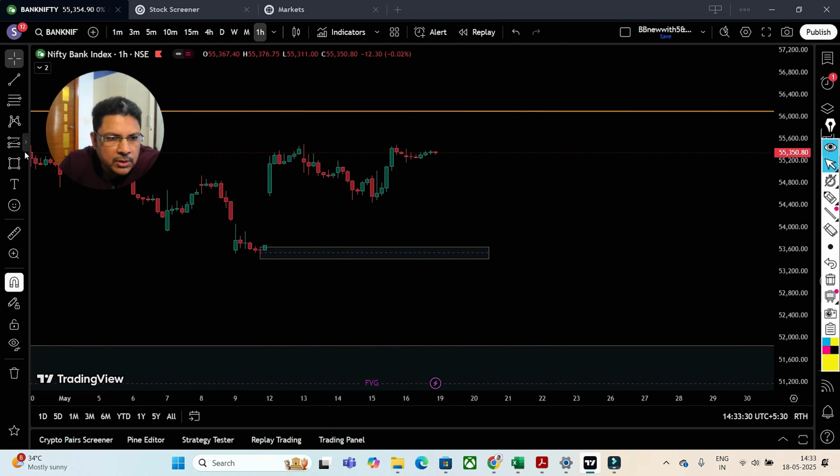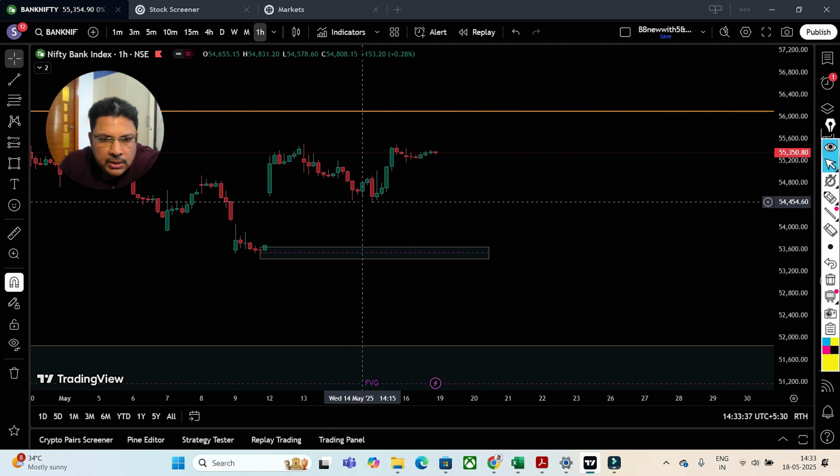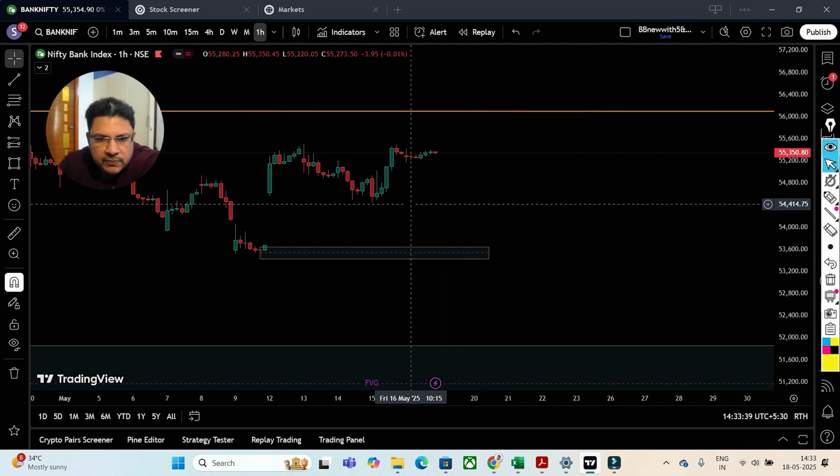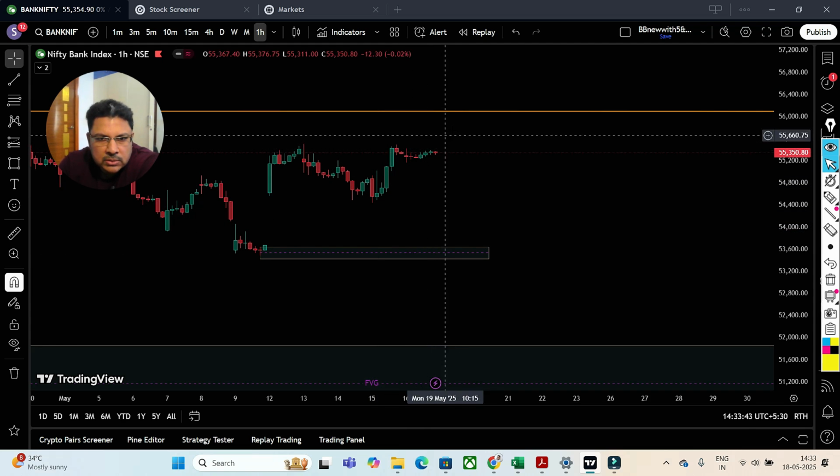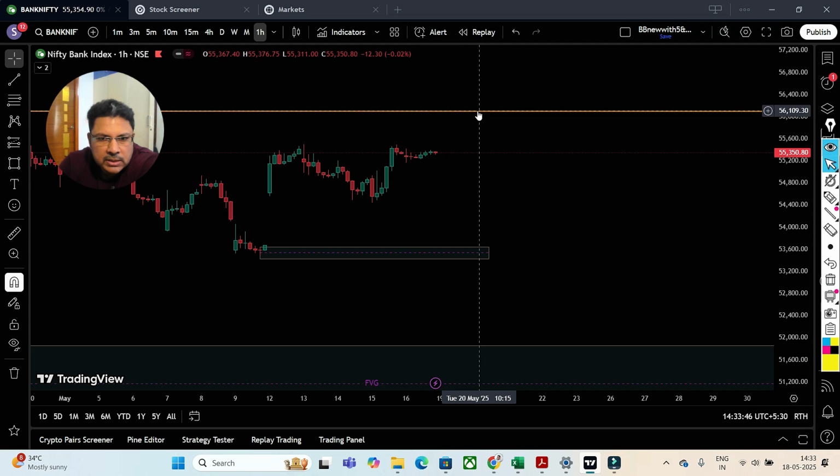So what we need to look out for is this high and this low breakout on Monday, and then decide which way to trade. If it breaks down this level, then there is a support at this level. If it breaks up this level, then there is the all-time high which is at this level. This is a resistance. So we have to watch out for these two zones which are important for us to trade.